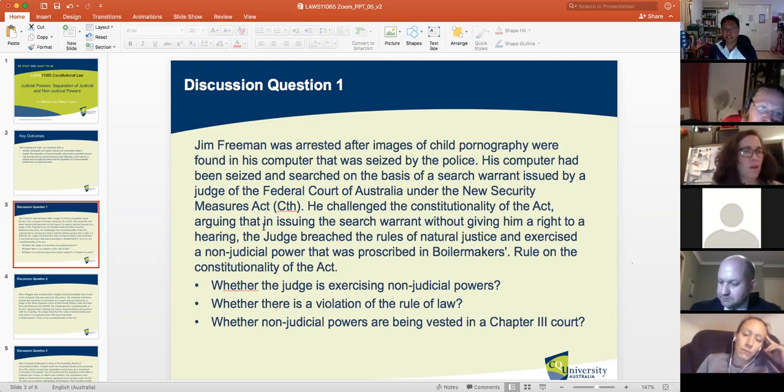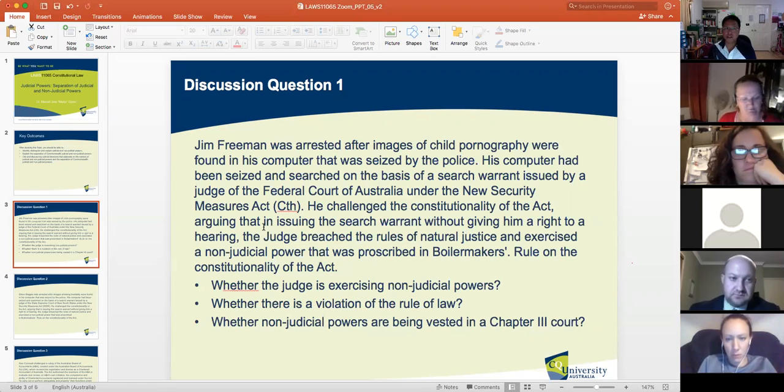In this particular case, clearly the law has authorized that the rules of natural justice not be observed because it permitted a judge to issue the warrant without providing notice to Jim Freeman or to whoever's documents or properties would be seized. So the law itself was very clear that there was going to be no adherence to the rules of natural justice. So that was the third legal issue.